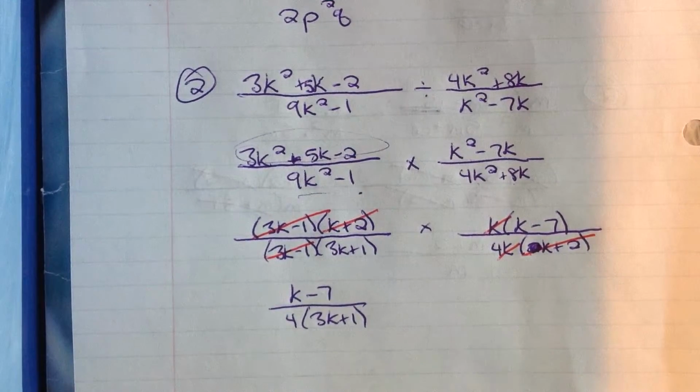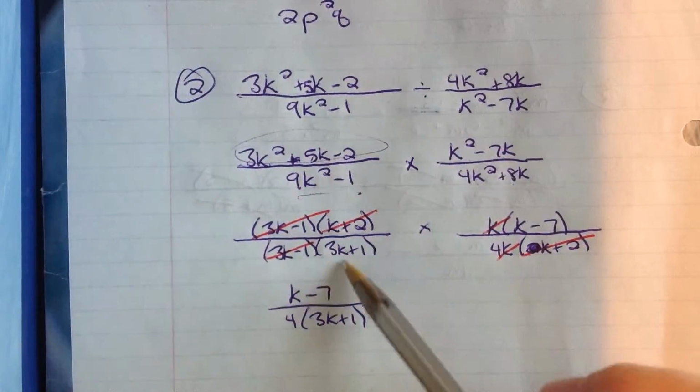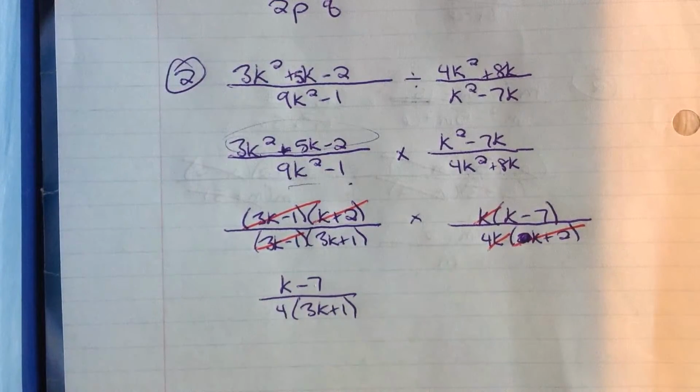So dividing is flipped by the times the reciprocal of the second fraction, and then we just had to multiply. So factor each piece of the fractions, cancel out what you can, write in lowest terms.